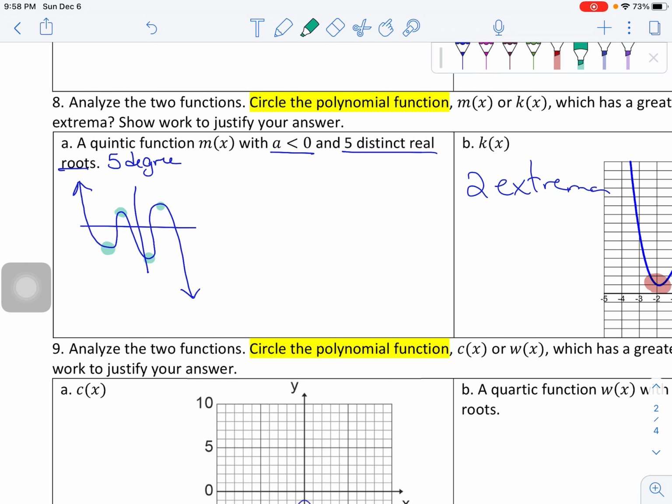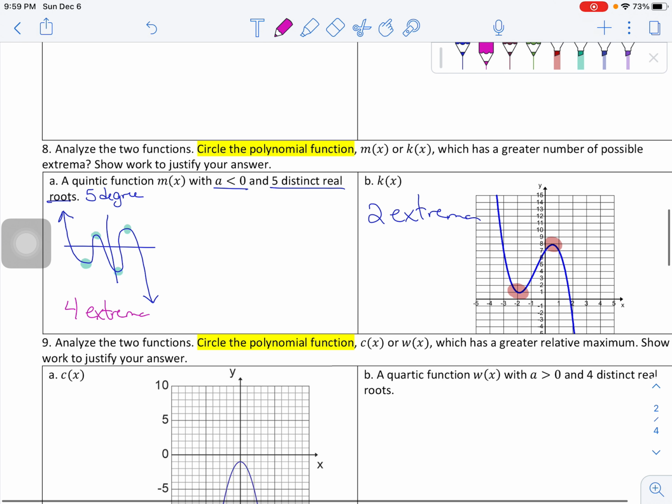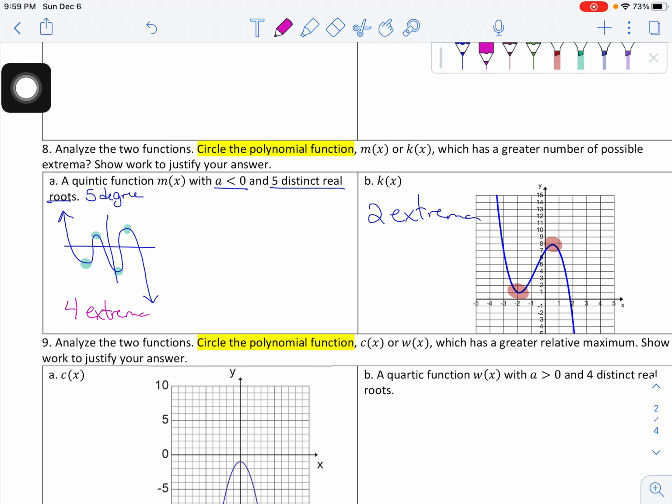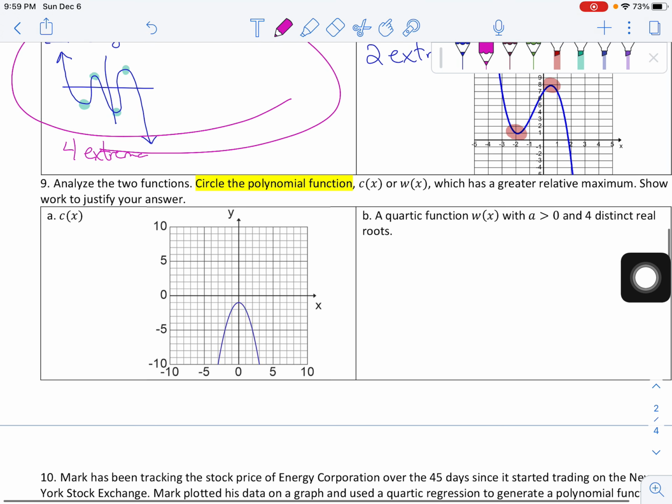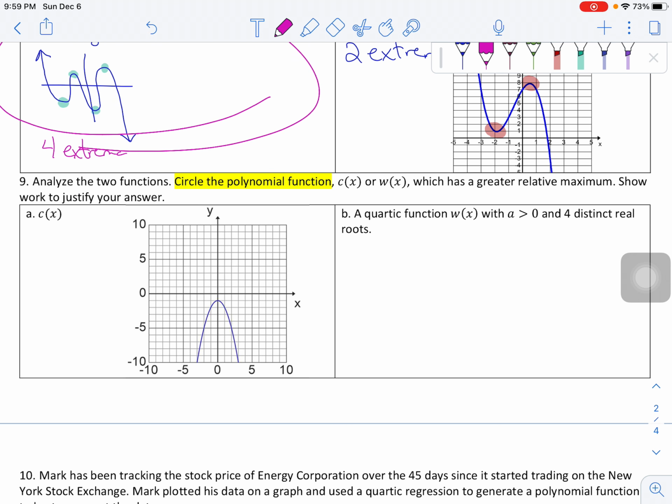So how many extrema does that graph have? Well, here's a valley, here's a mountain, a valley, a mountain. 1, 2, 3, 4 extrema. And I'm going to double check. Did I want the greater number of extrema? I did want the greater number of extrema. So circle the function. It's this one. And yes, make the circle ridiculous without actually circling both of them, because that's not going to help. All right, last problem on this page, which is problem number 9 here.